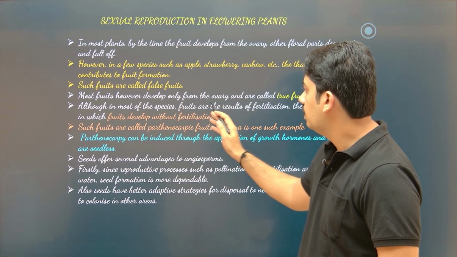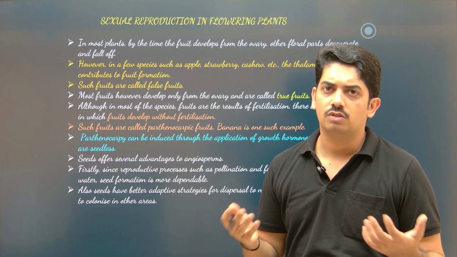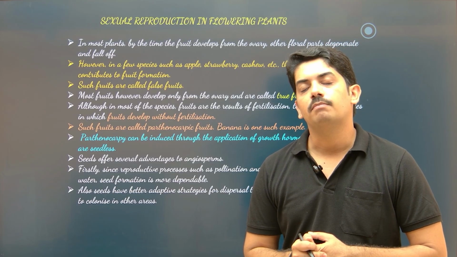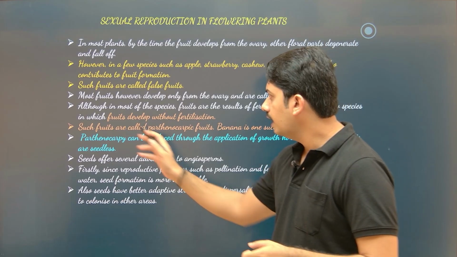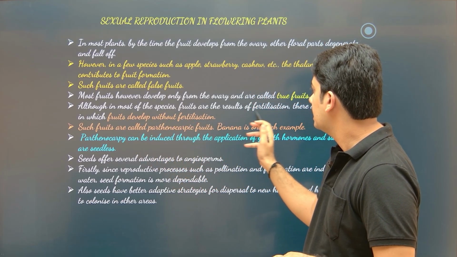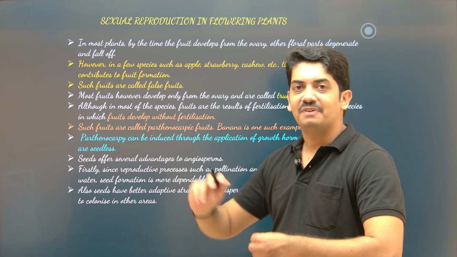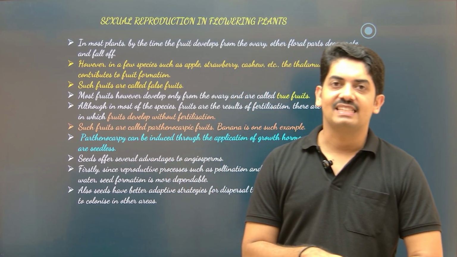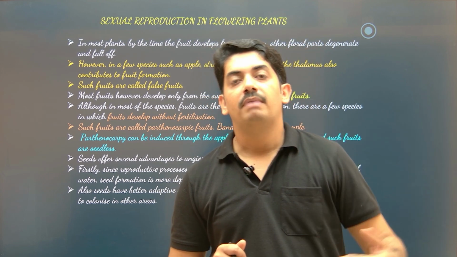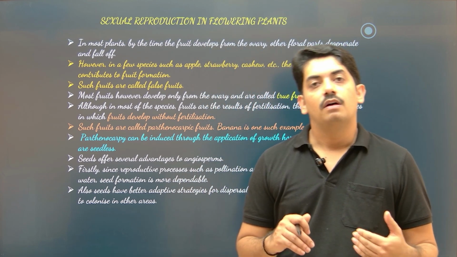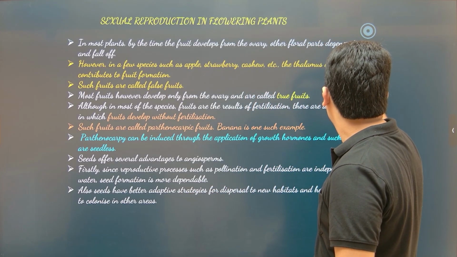Most fruits, however, develop only from the ovary and are called true fruits. You have hundreds of different examples of true fruits, where most of the time the ovary develops into fruit after fertilization. Although in most species fruits are the result of fertilization, there are a few in which fruits develop without fertilization. See, this is again an exception. Most of the time the fertilized ovary develops into fruit, but there is a chance where fruits are produced without fertilization, and those fruits are called parthenocarpic fruits.